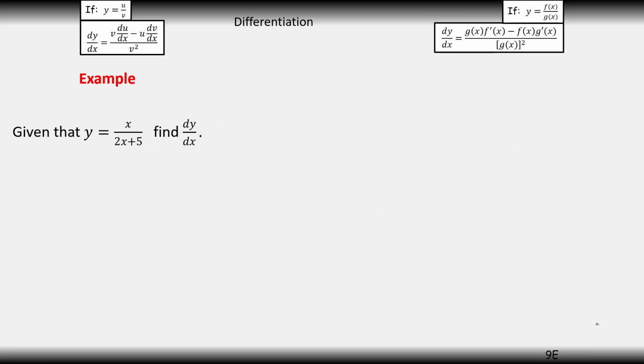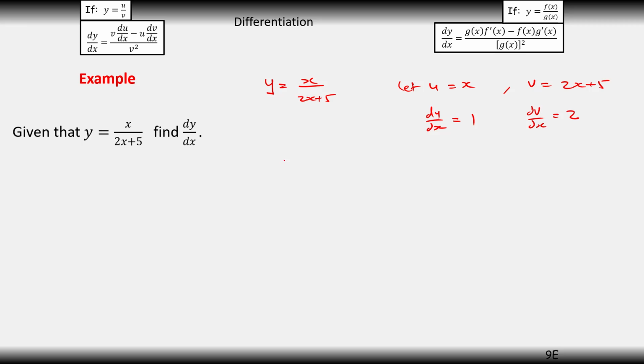Okay, so in our example we've got y is equal to x divided by 2x plus 5. We want to find its derivative. So let's do that here. Y is equal to x divided by 2x plus 5. So we can say let u, the numerator, be equal to x, and v is going to be equal to 2x plus 5. So if we differentiate u with respect to x, we get 1, and if we differentiate v with respect to x, differentiate 2x, we get 2.